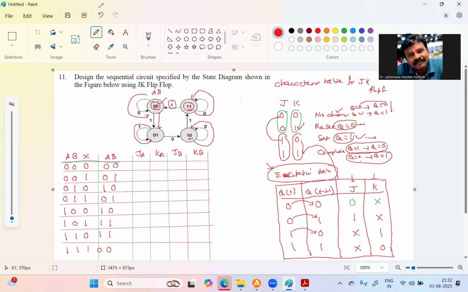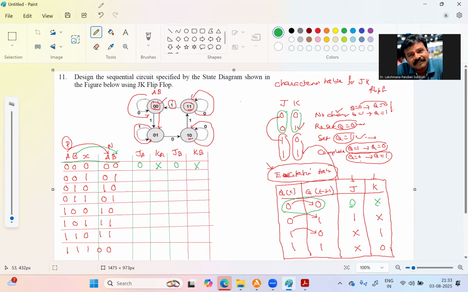Then here 0 to 0. So A is 0 in the present state, and this is the next state. So A is from 0 to 0. For 0 to 0, J is 0, K is X. So 0 X. Similarly, here B is 0 to 0. Then this is also 0 X.